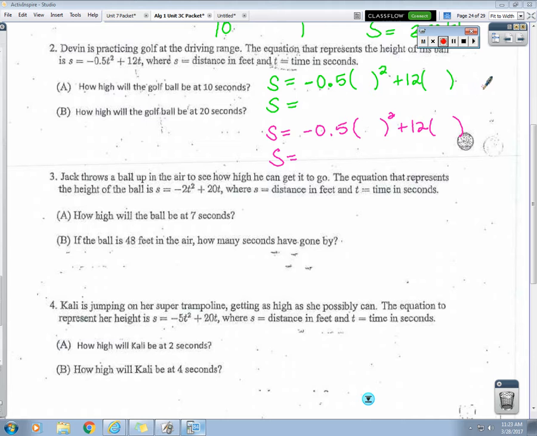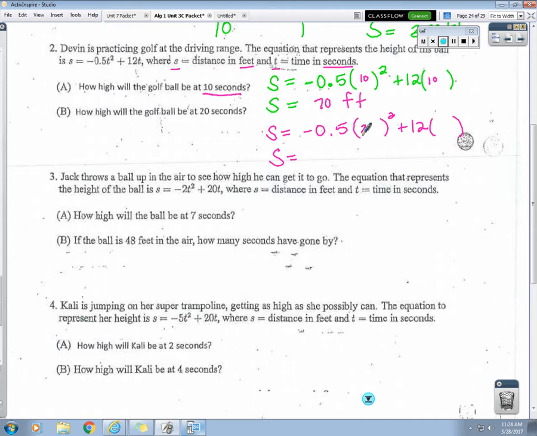All right, Devin is practicing golf at the driving range. The equation that represents the height of his ball is S equals negative 0.5 t squared plus 12t, where S is distance in feet, t is time in seconds. How high will the golf ball be at 10 seconds? So where do we plug in that 10? Both t places. And when you do, where is the height of the ball? 70 feet. So 10 seconds after he hit that ball is 70 feet in the air.